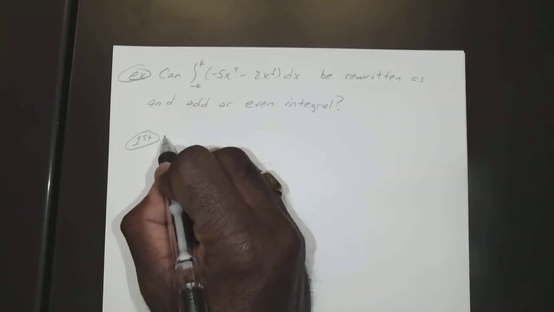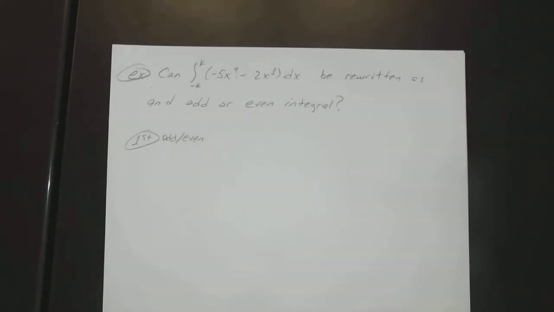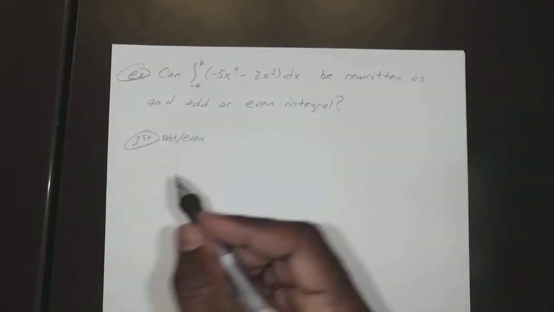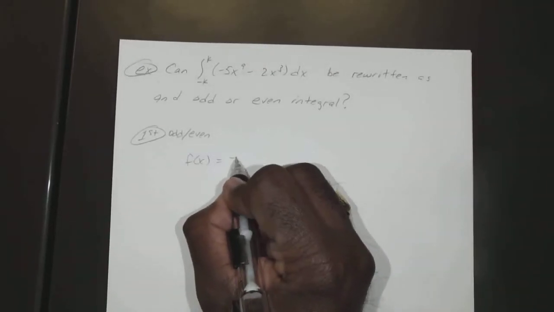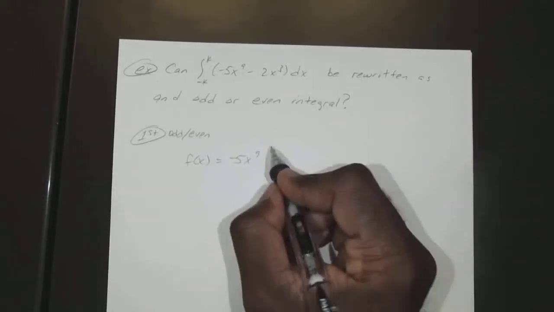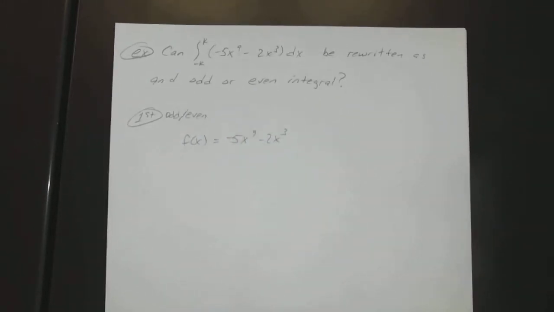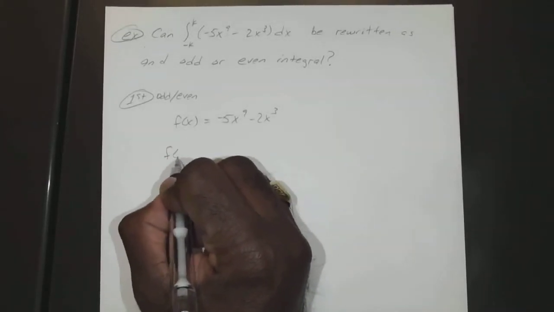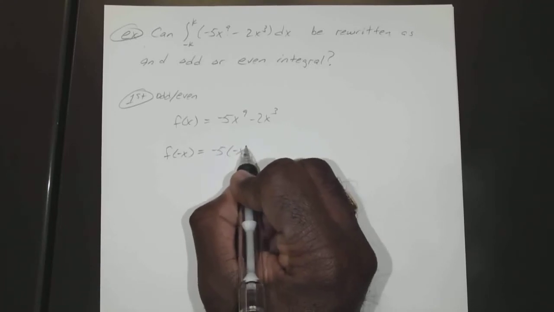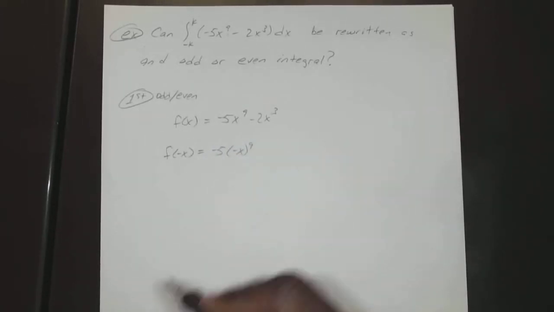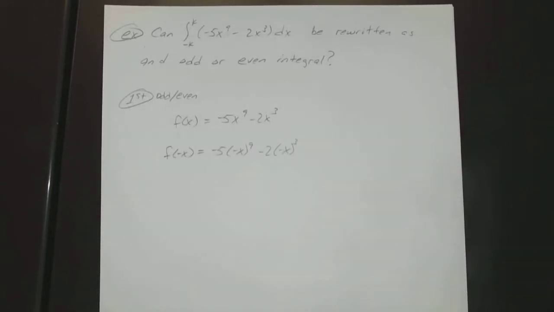Okay, so first, we want to find out if it's odd or even, which you already know it's probably going to be odd based on the exponents, but we'll do it anyway. So f of x equals negative 5x to the 9th minus 2x to the 3rd. So f of negative x is going to equal negative 5 times negative x to the 9th power minus 2 times negative x to the 3rd power.